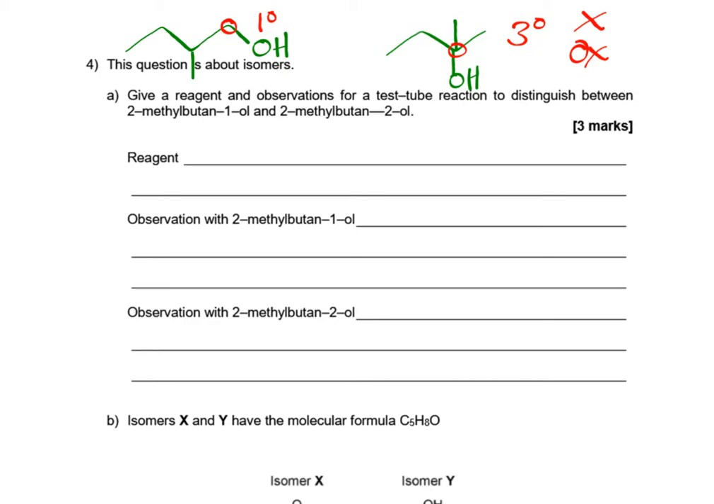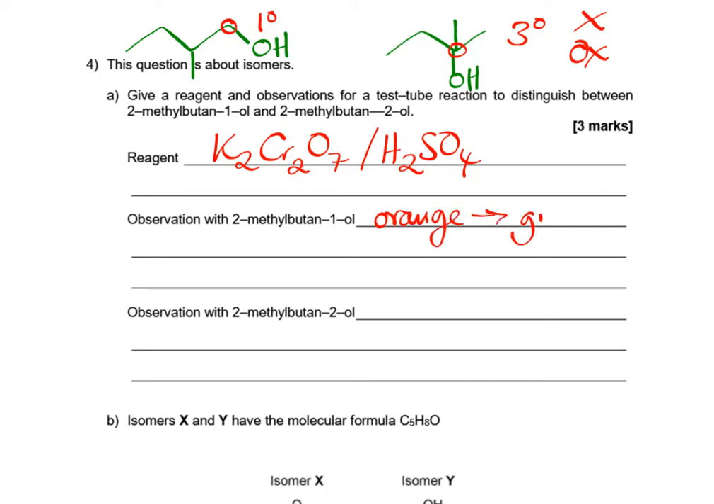So I'm going to use acidified dichromate as my reagent. So in an exam, probably safest to write out potassium dichromate along with my sulfuric acid. For my primary alcohol, this is going to go from orange to green, but it will remain orange or no change for my tertiary alcohol.